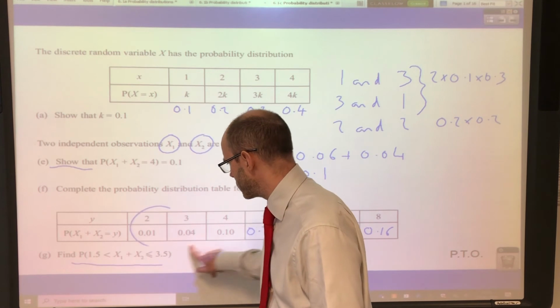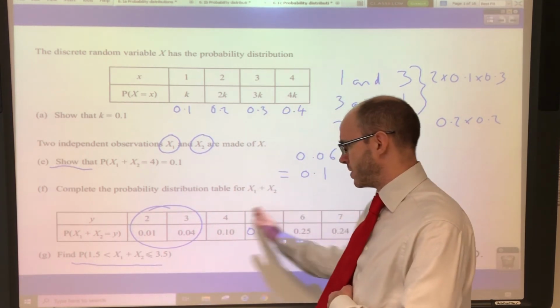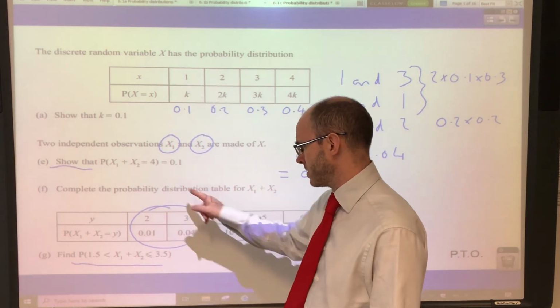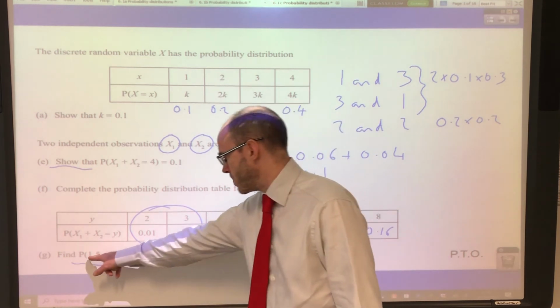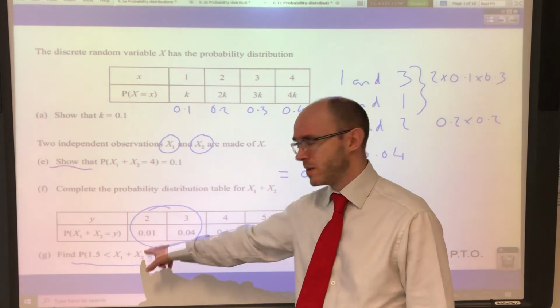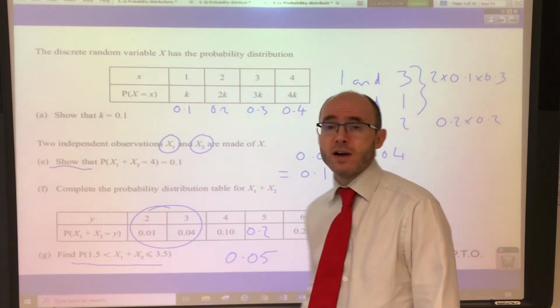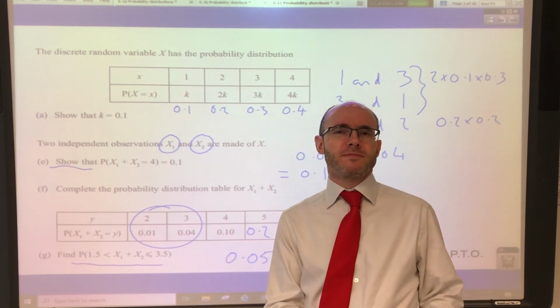So you're only including those, aren't you? Anything beyond that, we're not interested. So include what's the probability of getting this or this. Notice the or. So it's these two added together, 0.01 added to 0.04, 0.05. That's it, done.